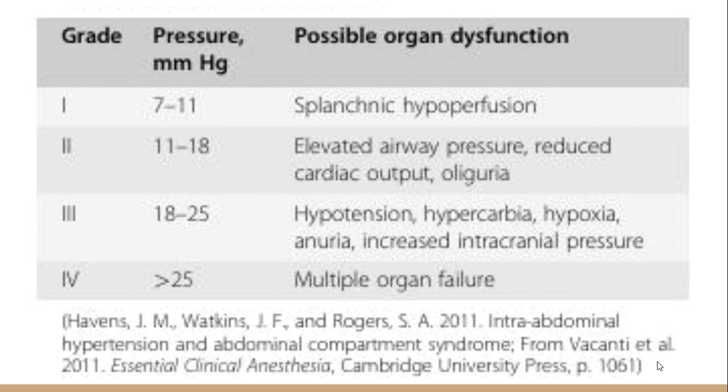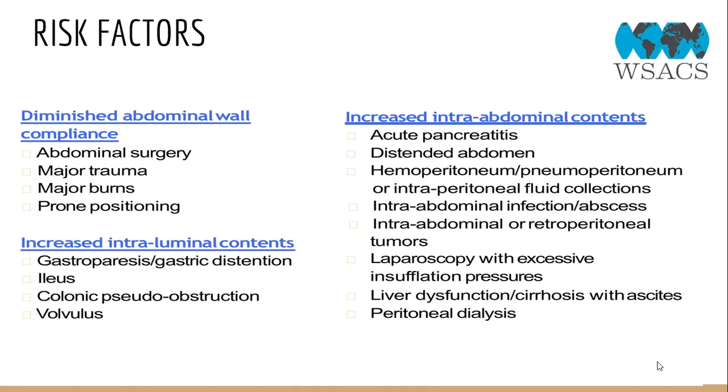The possible organ dysfunction at various intra-abdominal pressures: at 7 to 11 millimeter of mercury, splanchnic hypoperfusion; 11 to 18, elevated airway pressures, reduced cardiac output and oliguria. At 18 to 25, hypotension, hypercarbia, hypoxia, anuria, and increased intracranial pressures. And if it is more than 25, multi-organ failure.